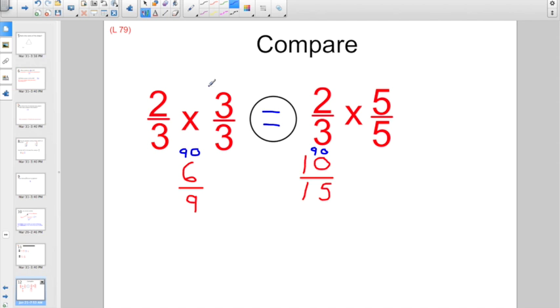But I want to point something out here. 3/3, that is a fraction equal to 1, isn't it? And over here, this 5/5, that's also a fraction equal to 1. Anytime you multiply a fraction by 1, it's not going to change the value. So you're really comparing 2/3 compared to 2/3, right? Because we have the identity property of multiplication. But if you don't catch it, feel free to multiply it out and use cross multiply.